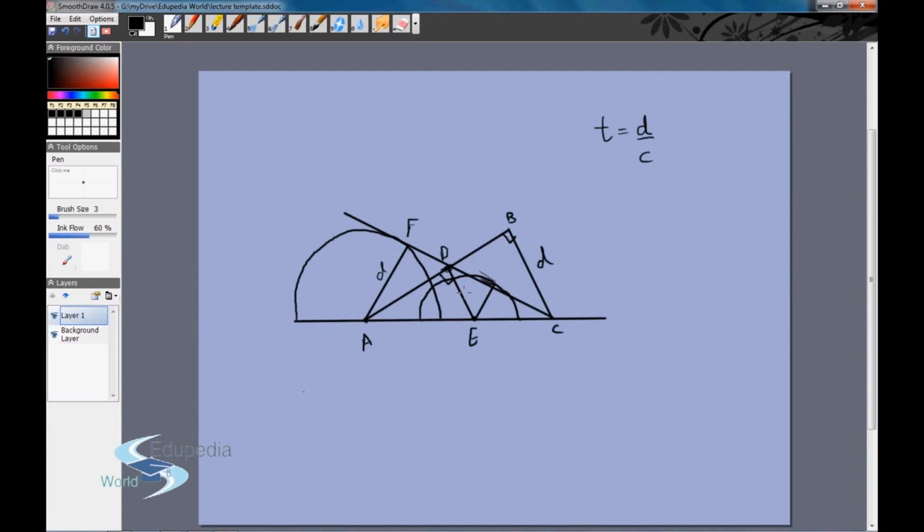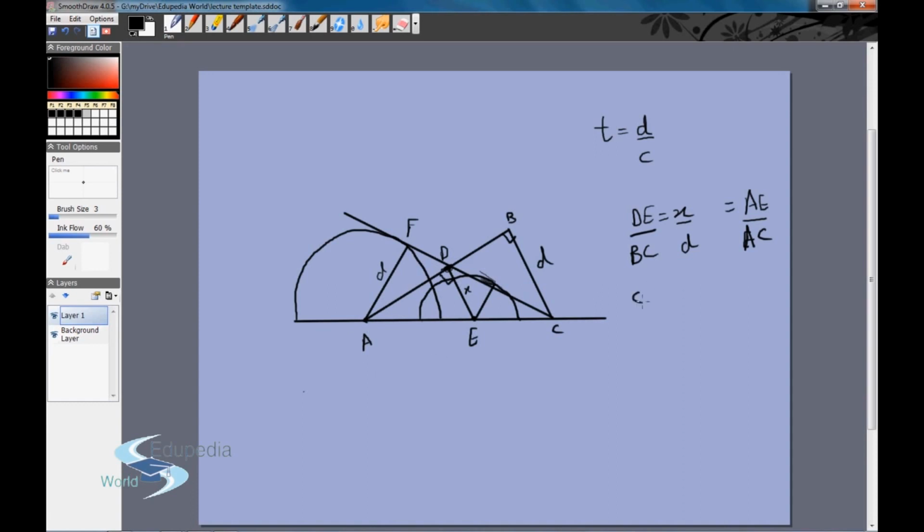So let's say that DE is equal to X. If DE is equal to X, we can see that triangle ADE and triangle ABC are similar because this angle is 90 degrees, this angle is common between them, so all three angles are the same, which means DE by BC, which is X by D, is also equal to AE by AC, right? Because we are talking about triangle ADE and ABC.